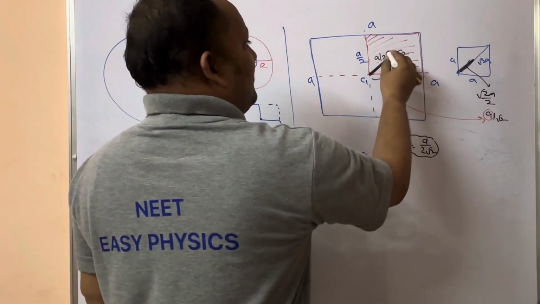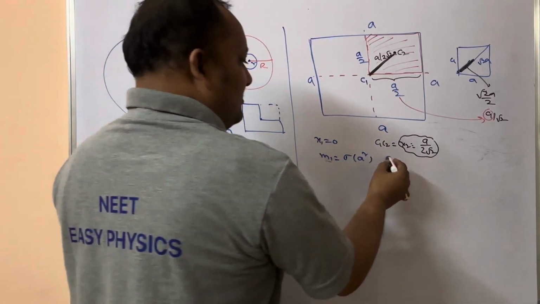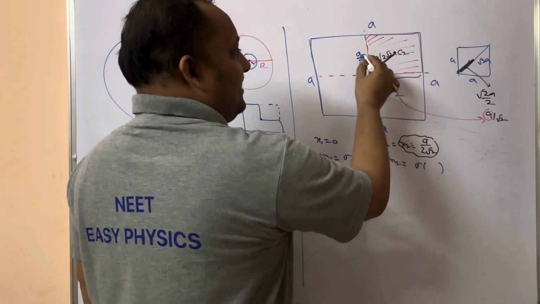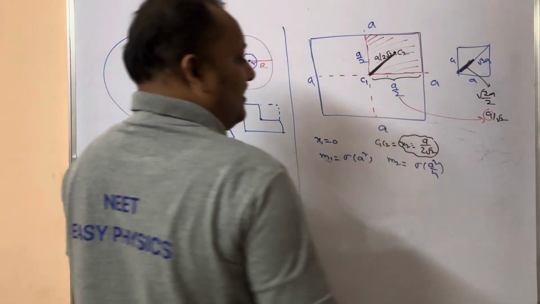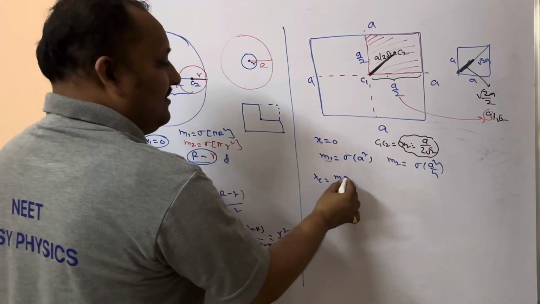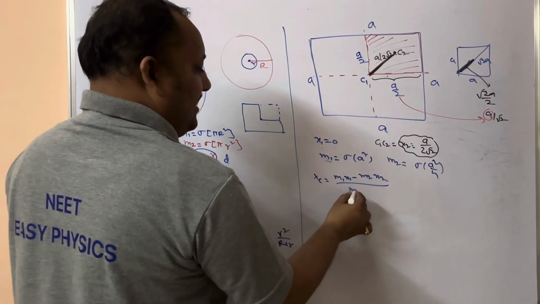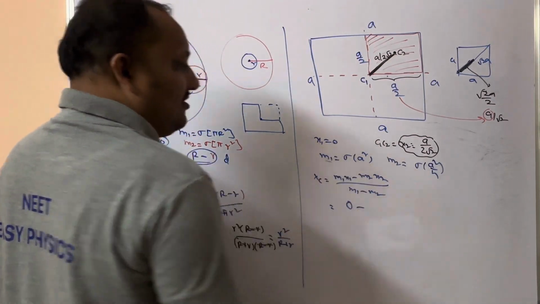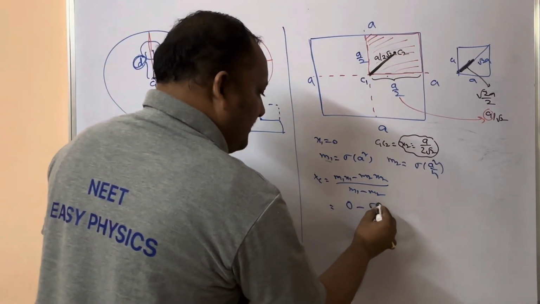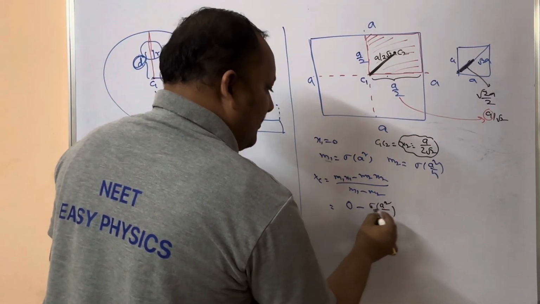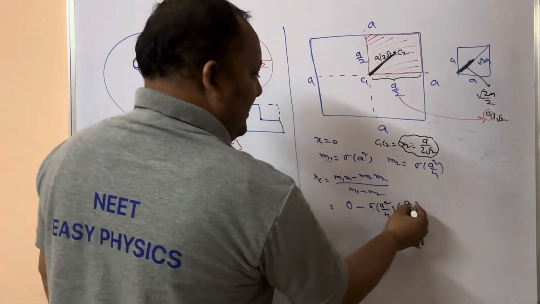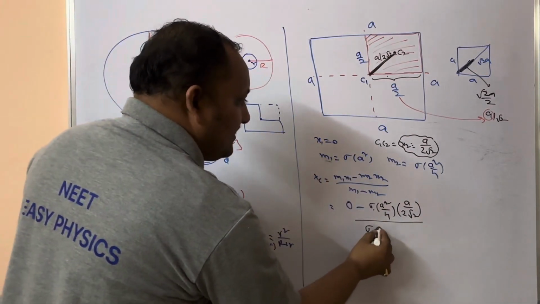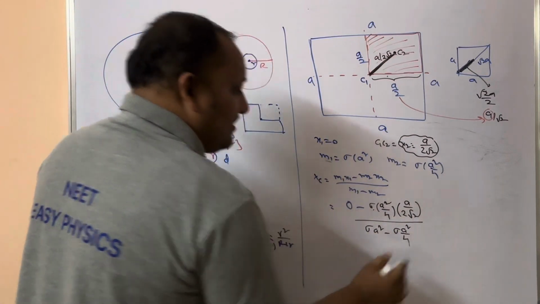Once we got a by 2 root 2, again what is the mass of the second portion? M2 is going to be sigma, again length into breadth, a by 2 into a by 2, a square by 4. Again our formula, x equal to m1 x1 minus m2 x2 by m1 minus m2, because we are removing. Now x1 is 0, 0 minus, what is m2? Sigma a square by 4. What is x2? x2 is going to be a by 2 root 2, divided by, what is m1? m1 is sigma a square, minus sigma a square by 4.